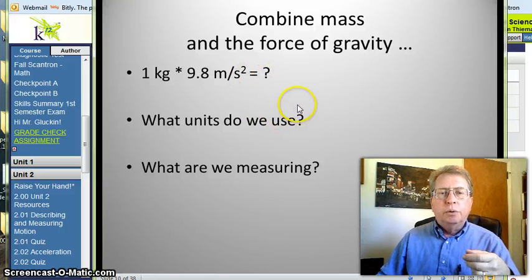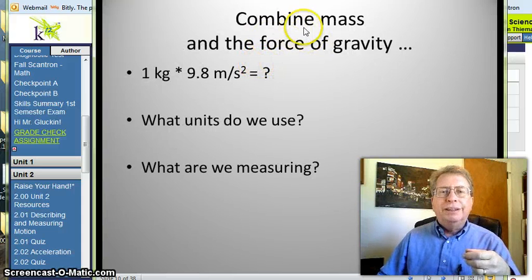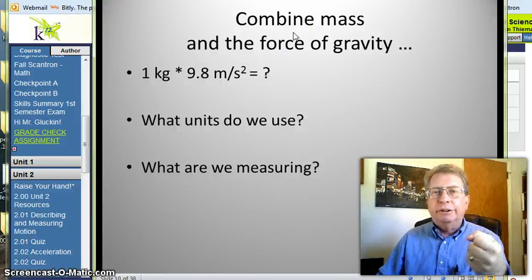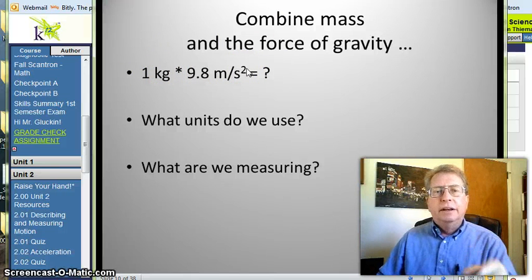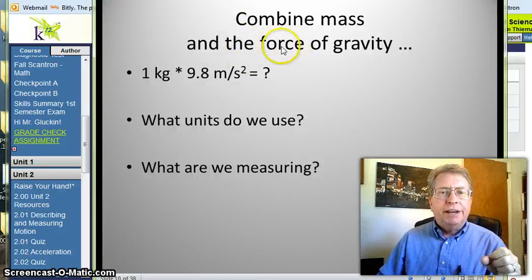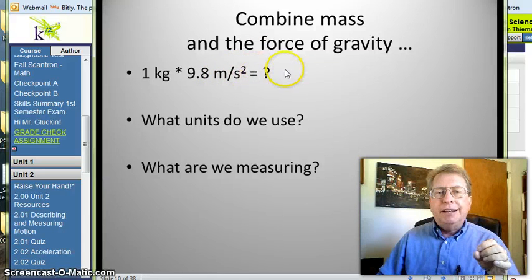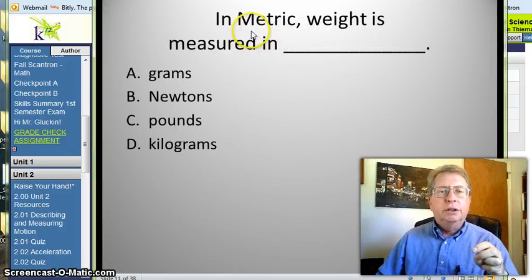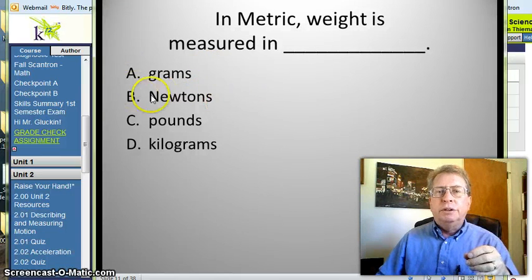So we're using Newtons, we're measuring the force of gravity on this object, and so what we're finding out here is weight. This is the difference between mass and weight. Mass is how much matter there is in an object, how much stuff. In this case it's 1 kilogram. However, weight, that's the force of gravity affecting that object. That is weight, and that would be 9.8 Newtons. That's the weight of a 1 kilogram object. Okay, so in metric system, weight is measured in what? In Newtons. We're talking about Newtons here, okay?